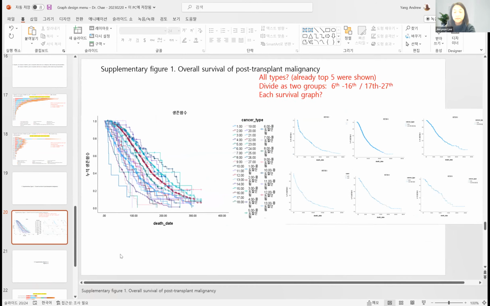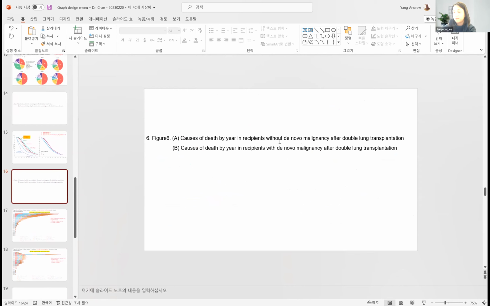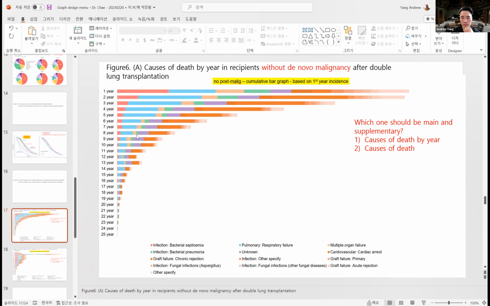Andrew, you can keep going. So this one's cause of death by year, with or without double lung transplantation malignancy. So again, same thing, the last few ones, just make it very distinct, different colors, because it's hard to identify them. So, okay, show me the next graph.